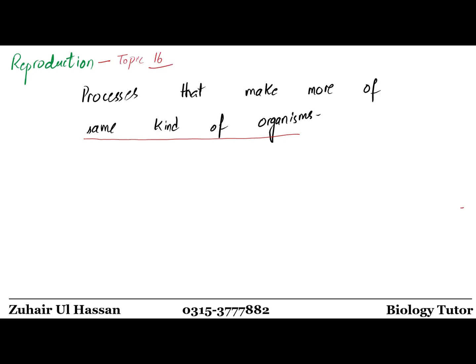Some organisms show reproduction by laying eggs. Some living organisms show reproduction by giving birth to live young ones. So there are different modes and different methods of reproduction. The main purpose of reproduction is to make the same kind of organism, either by laying eggs or by giving birth to live young ones.